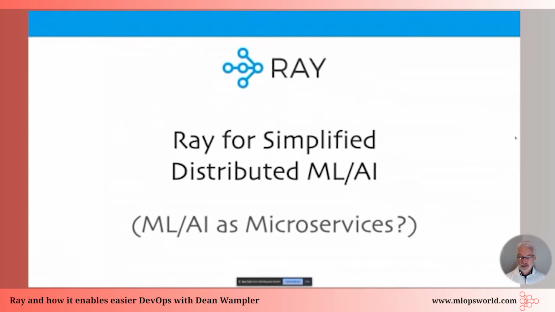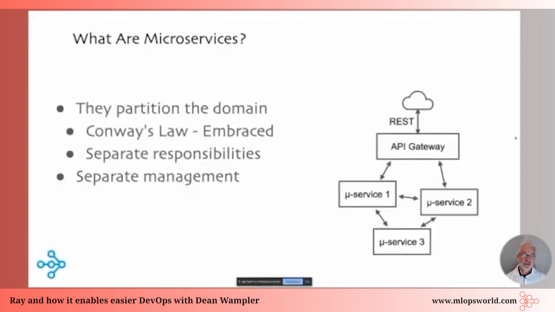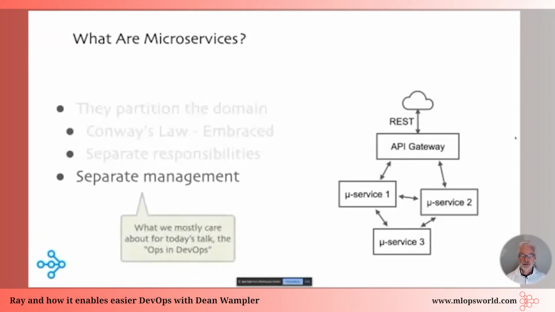Let's make the case for why Ray is a really useful tool for this problem. I'm going to pitch this in the sense of deploying machine learning and AI as a microservice. There are a lot of reasons why you might build microservices, and I don't want to go into all of them. I just want to focus on this last one, which is really the DevOps part of the talk: we often need to deploy things separately for a bunch of different reasons.